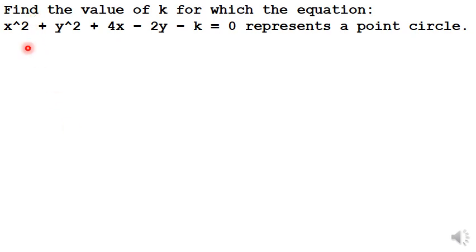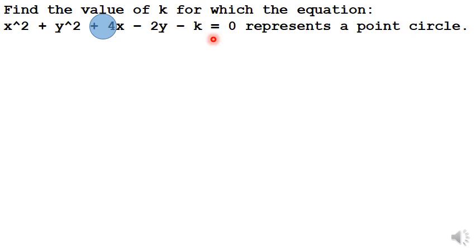Find the value of k for which the equation x squared plus y squared plus 4x minus 2y minus k equal to 0 represents a point circle. Now, when we say that the circle is a point circle, it means that its radius is equal to 0.